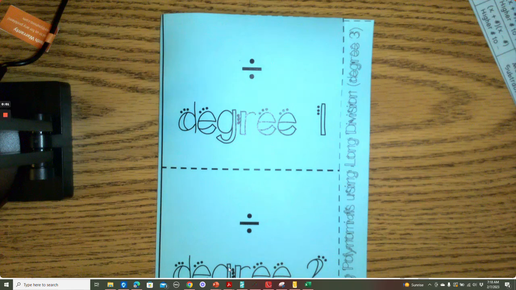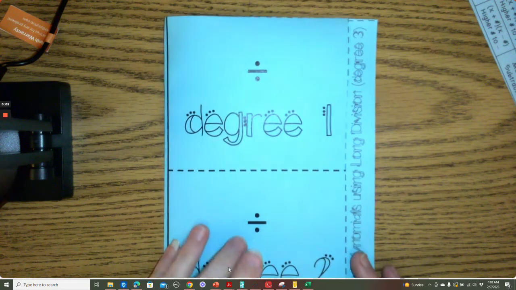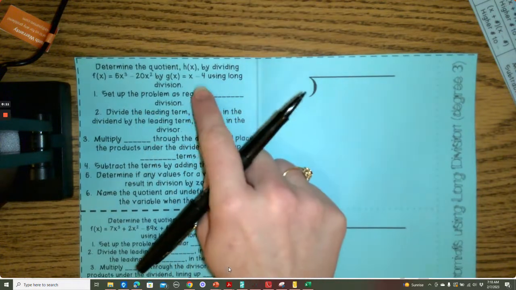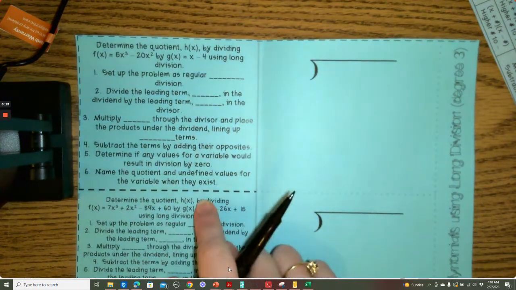This video is for dividing polynomials using long division. We're still doing degree 3, so we're dividing cubics. All right, so we're going to divide a cubic by a linear and a cubic by a quadratic.